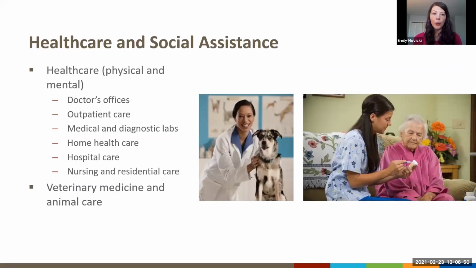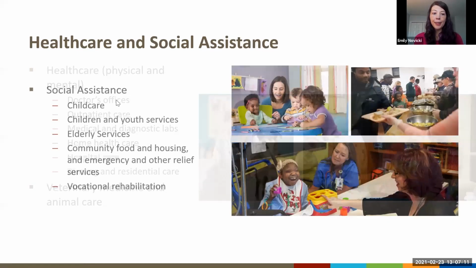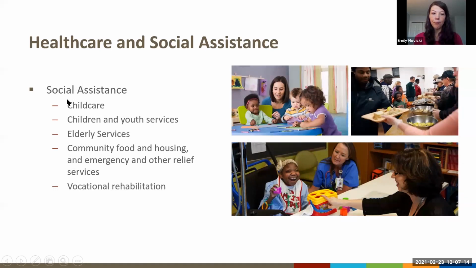Healthcare and social assistance includes physical and mental health care. So lots of different kinds of healthcare here. It also includes dentistry as part of healthcare and social assistance. And then also veterinary medicine and animal care, which you might not realize are part of this sector. The social assistance part is childcare and children and youth services, lots of elderly services, community services. Those are a part of the social assistance piece of healthcare and social assistance. And sometimes people want to put these in services, but they are here in healthcare and social assistance.